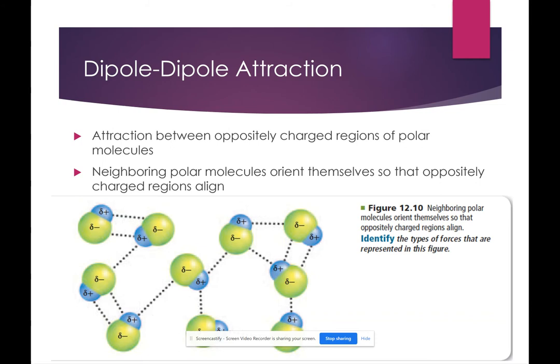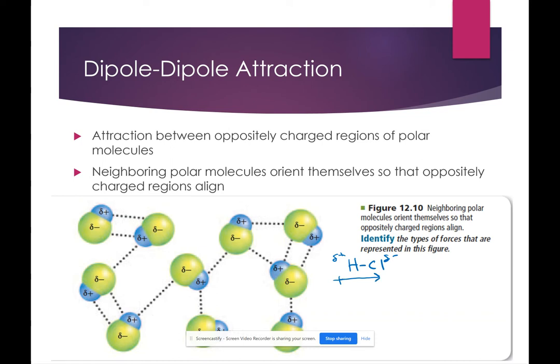All right, so dipole-dipole attraction is attraction between oppositely charged regions of polar molecules. These are stronger than dispersion forces because dispersion forces are temporary. They result from a temporary shift in electrons, whereas dipole-dipole forces, it is a permanent dipole. Classic HCl, right? We know chlorine's more electronegative, so it has that partial negative. Hydrogen has that partial positive. We have the dipole moment going that way.